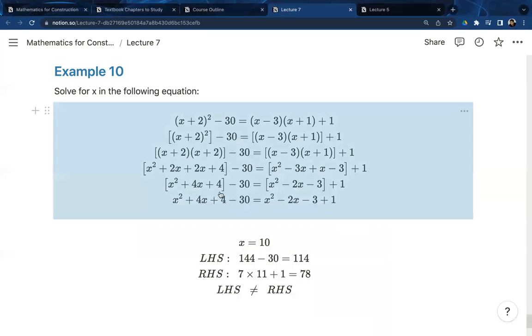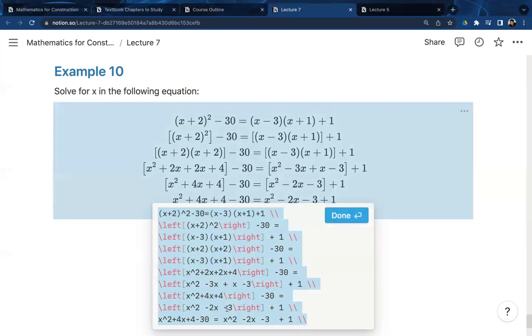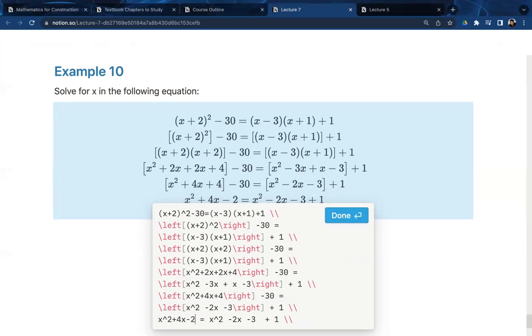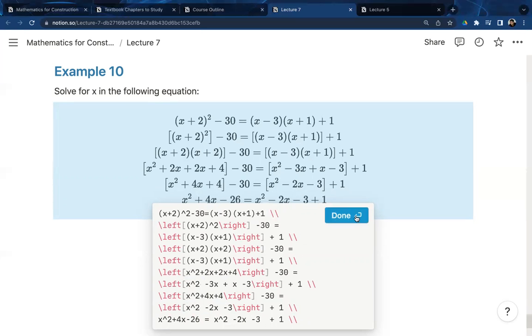And then we could combine the negative 30 and 4. So 4 minus 30 is minus 26. And minus 3 plus 1 is minus 2.